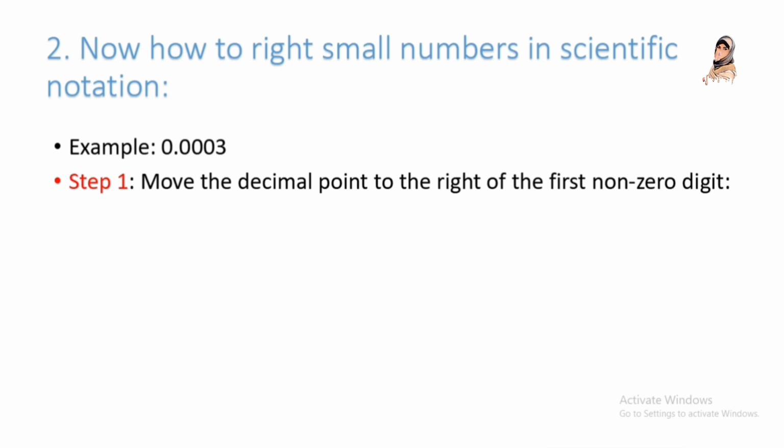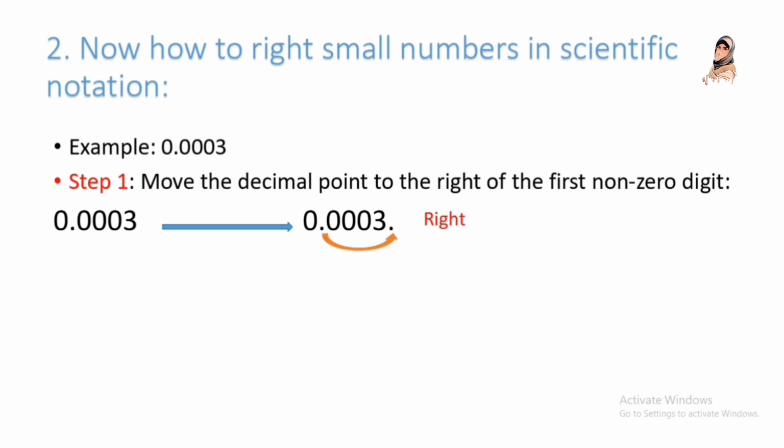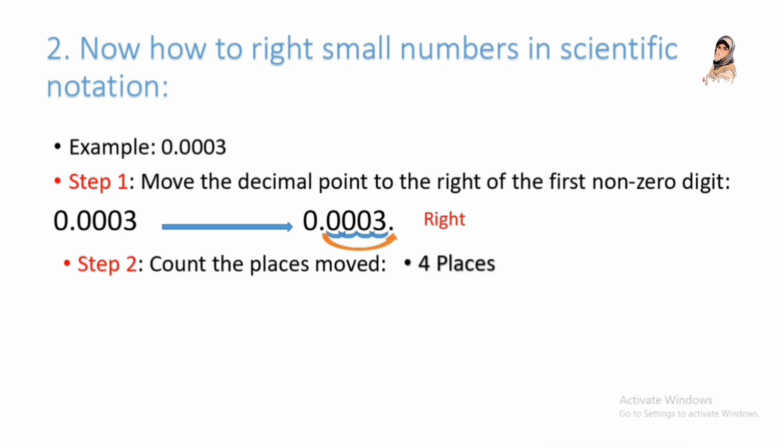Step number 1 is to move the decimal point to the right of the first non-zero digit. For example, we have the number 0.0003. Move this decimal point towards the right of the first non-zero digit. Step number 2. Count the places moved. Here 1, 2, 3, 4. So, the decimal point moved 4 places towards the right.